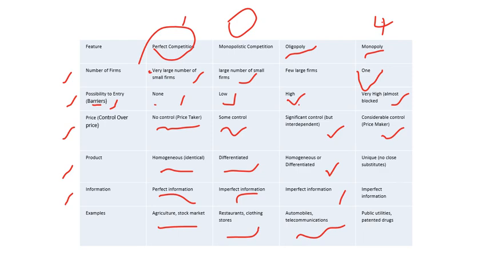They produce a unique product, which means their product has no close substitutes. The information is imperfect, and a good example in Algeria is Sonelgaz, alone in the market of electricity distribution. We can also find other examples in patented drugs and public utilities. So that's all for this chapter.